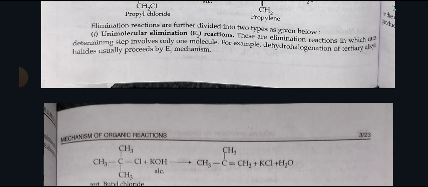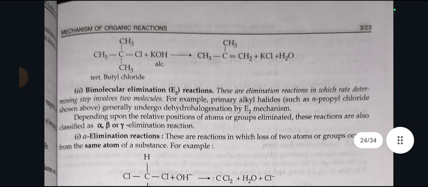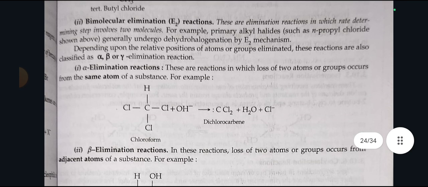Elimination reactions are further divided into two types as given below. First, unimolecular elimination, E1 reaction. These are elimination reactions in which the rate determining step involves only one molecule. For example, dehydrohalogenation of tertiary alkyl halides usually proceeds by the E1 mechanism. (CH3)3CCl, tert-butyl chloride, plus alcoholic KOH gives (CH3)2C=CH2 plus KCl plus H2O.